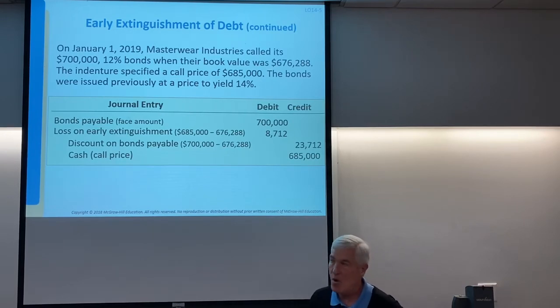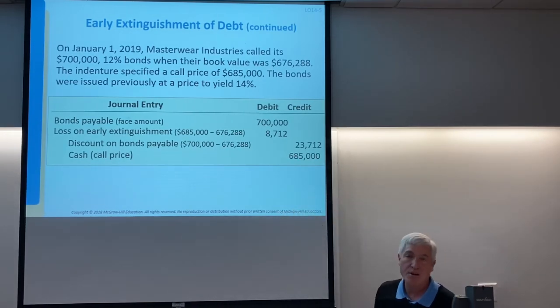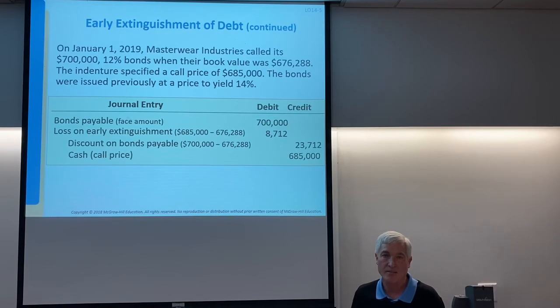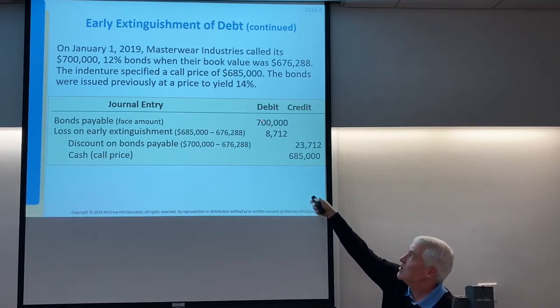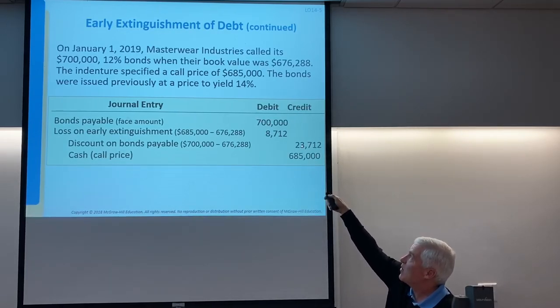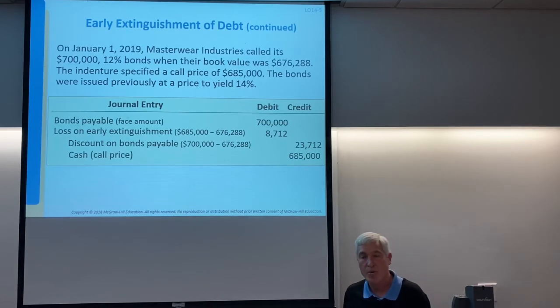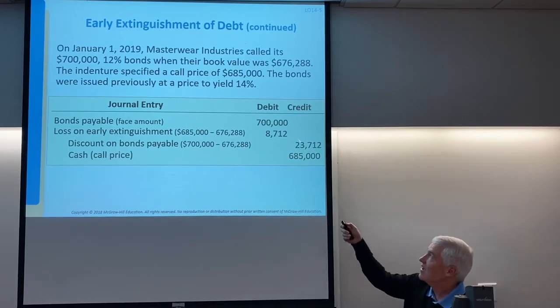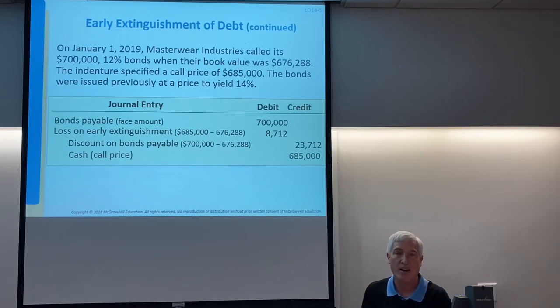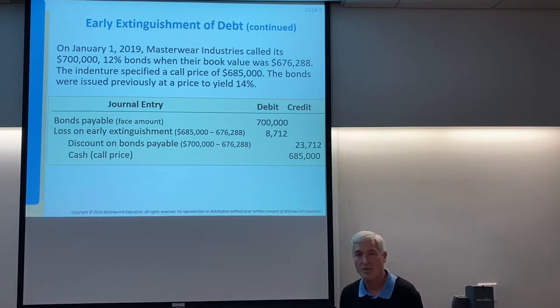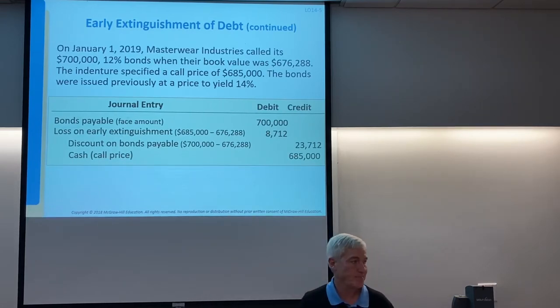So again, step one, figure out how much cash you got to pay, credit that amount. Step two, get rid of your bond payable and your bond premium or discount by the opposite side of the debit or credit. Take that account down to zero, and then find out how much of a debit or credit I need, debit being loss, credit being a gain.